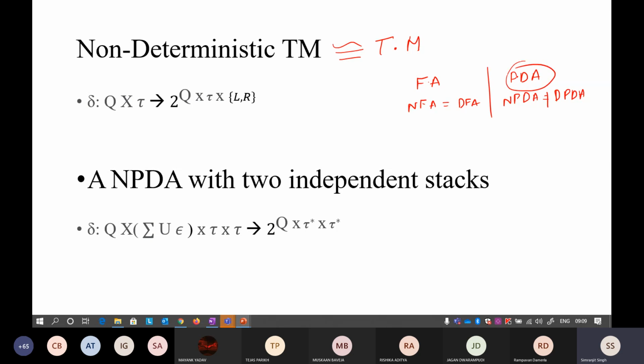There is an exception in PDA. I've already told you what the exception is: in languages like w w^R, you can make an NPDA, but you cannot make a DPDA. You cannot convert an NPDA into a DPDA.